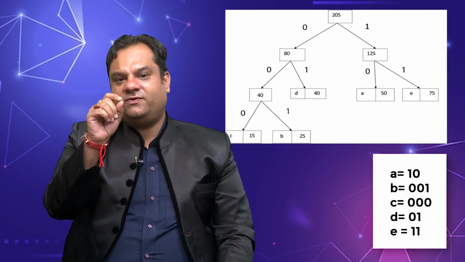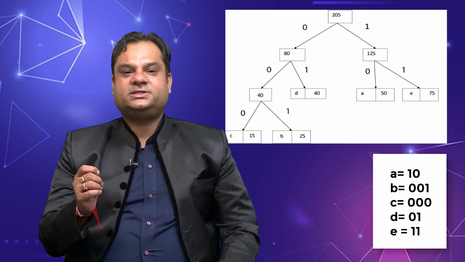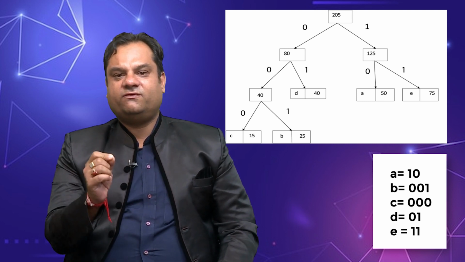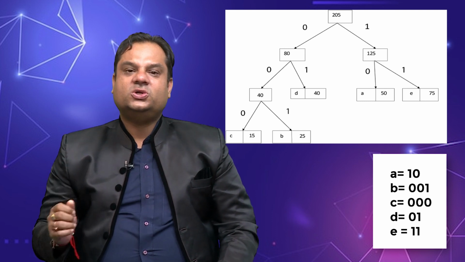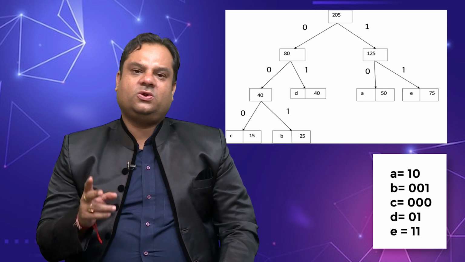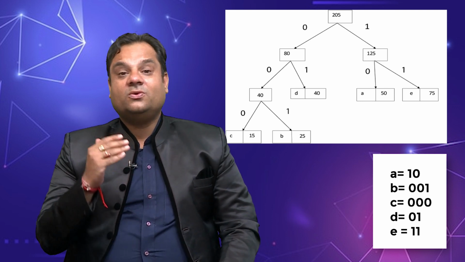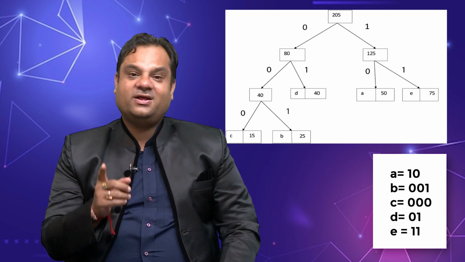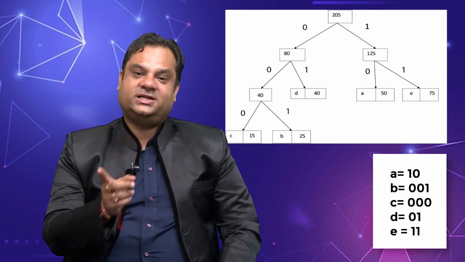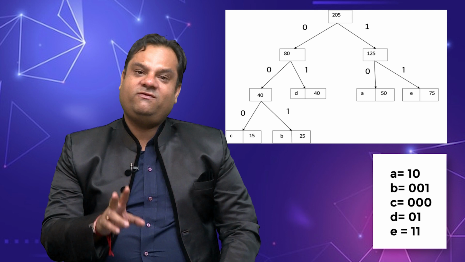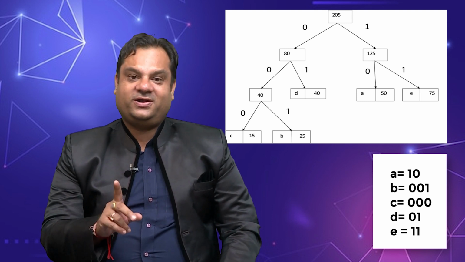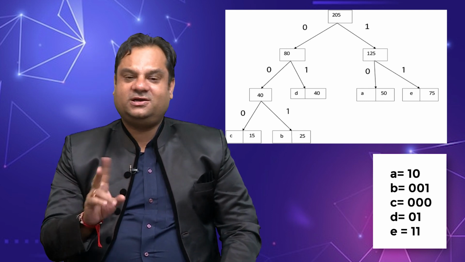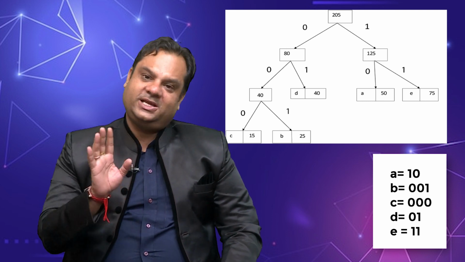Another one, when we are reaching E, we require 2 bits: one from the root node 205 to 125, that is 1, and 125 to E, that is another bit, 1. So 1 1. Both characters A and E require 2 bits, but all the values have to be separated from each other. They should not look the same. That's why we indicate left child as a 0 and right child as a 1. In both cases we require 2 bits, but the patterns are different, because for A you require 1 0, and for E we require 1 1. That's why the patterns are different, but both characters require the same length of bits.